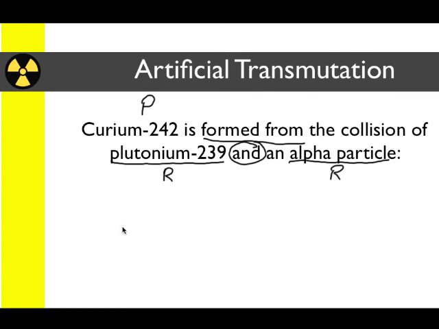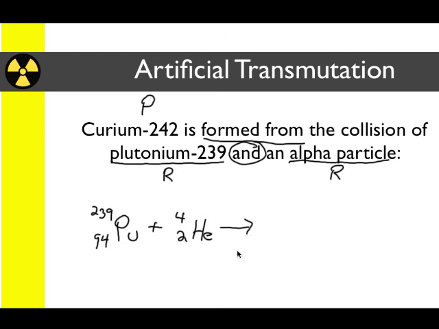Plutonium on the periodic table, Pu. Well, that one stinks. It's not too hard if you know it. I see what you did there. 94 with a mass of 239. That's plutonium. That is going to be smashed together with an alpha particle. You know the alpha particle is 4-2. And it's helium. And it's a nucleus.